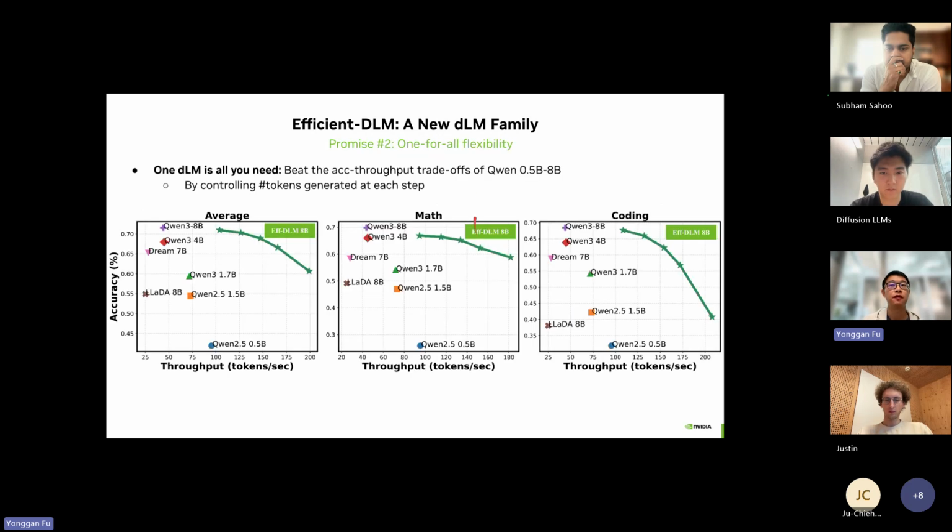Another benefit of diffusion LMs we find from the Efficient-DLM work is that previously for AR models, you need to deliver a whole model family to achieve the accuracy-throughput trade-off. But for diffusion LMs, you can easily achieve this trade-off with a single model by tuning the parallelism at inference time. This can be simply achieved by controlling the confidence when you're doing parallel decoding, so that it naturally forms a Pareto frontier in terms of accuracy and throughput.